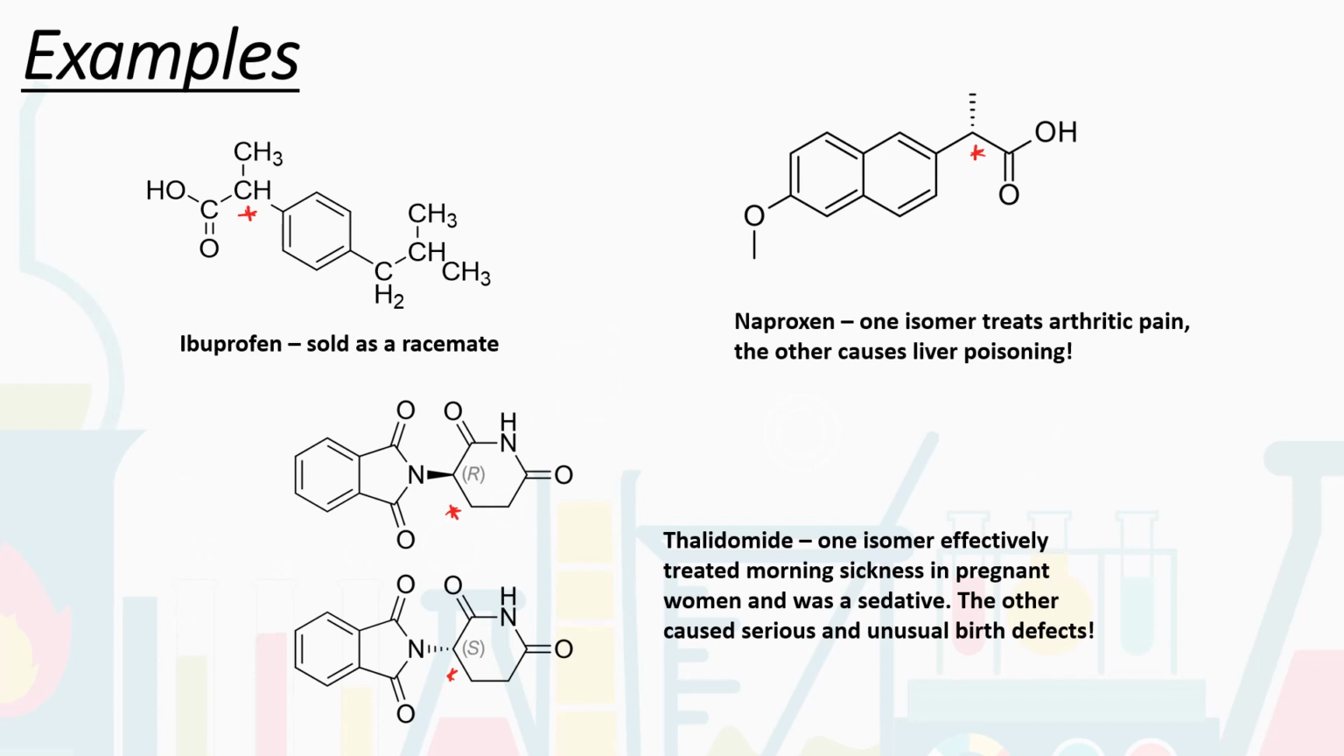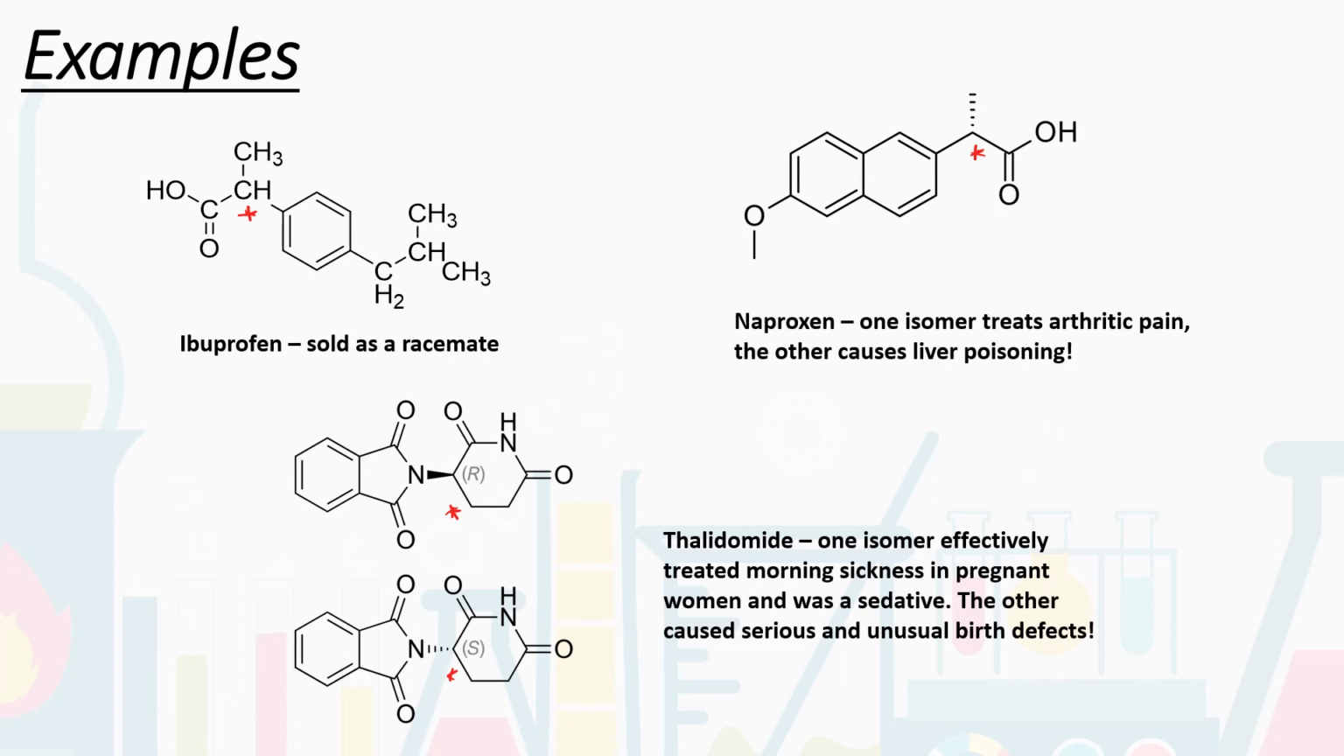Another one, on the right here, is naproxen. Now this is an example where one of the isomers is very good at acting as a drug, the other is actually very harmful, because one isomer treats arthritic pain, the other causes liver poisoning. So obviously you really don't want to be selling that as a racemic mixture. You need to only be getting the one isomer that treats the arthritic pain.